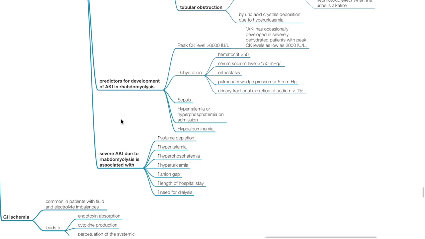Predictors for development of AKI in rhabdomyolysis include peak CK level more than 6,000 international units per liter. However, AKI has occasionally developed in severely dehydrated patients with peak CK as low as 2,000 international units per liter. Dehydration, sepsis, hyperkalemia or hyperphosphatemia on admission, and hypoalbuminemia are predictors for development of AKI in rhabdomyolysis. Severe AKI due to rhabdomyolysis is associated with increased volume depletion, hyperkalemia, hyperphosphatemia, hyperuricemia, increased anion gap, increased length of hospital stay, and increased need for dialysis.